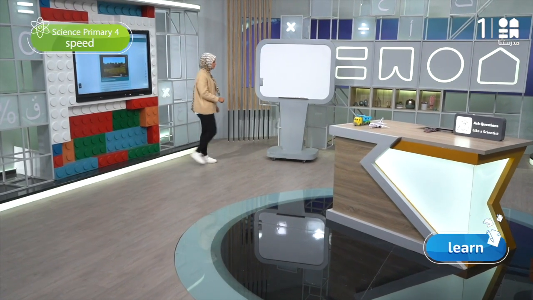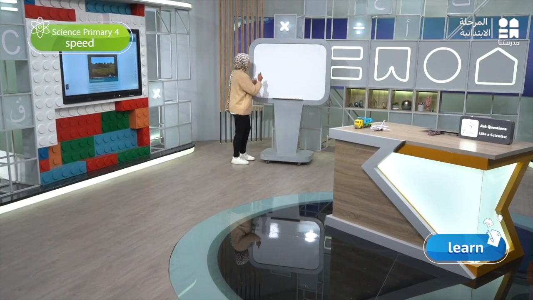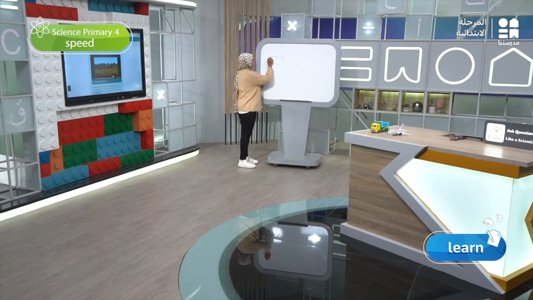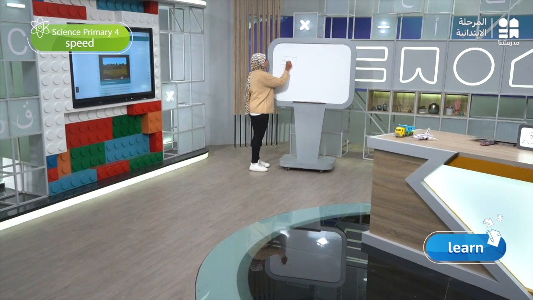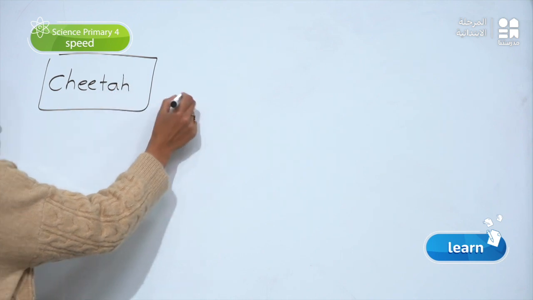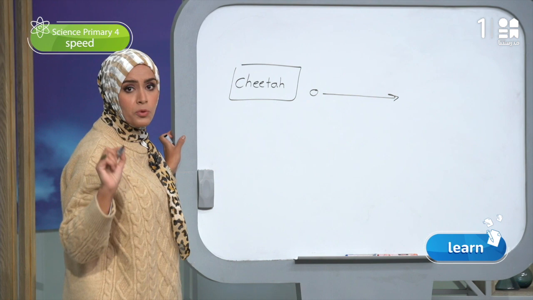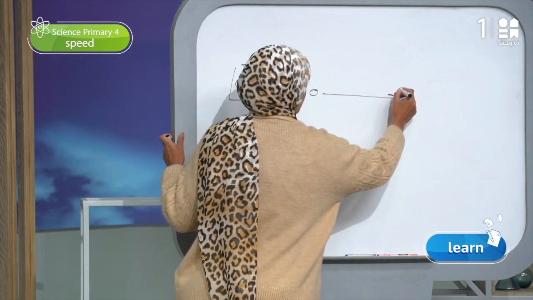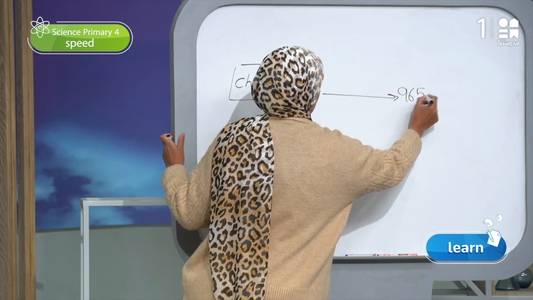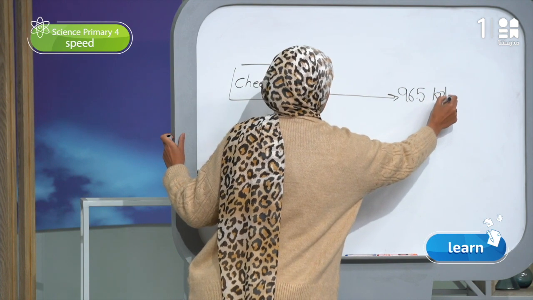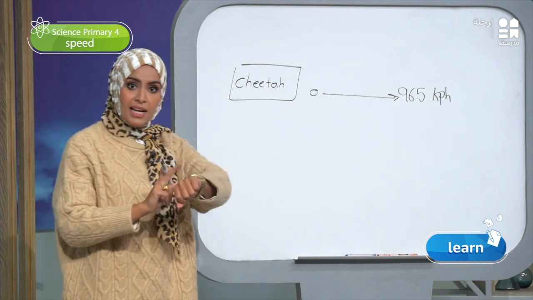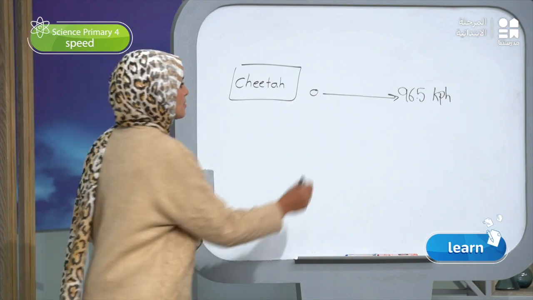Cheetahs can go from 0 to 96.5 kilometers per hour in 3 seconds. Let's draw this. The cheetah can go from 0 to 96.5 kilometers per hour in only التايم اللي هتاخده 3 seconds.